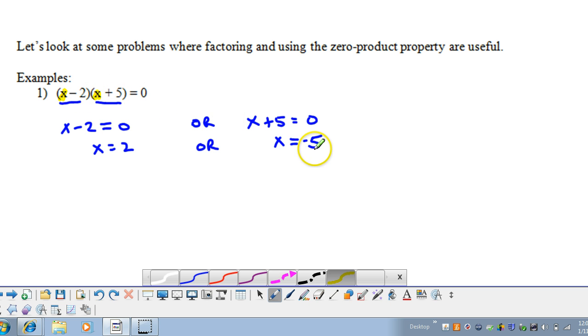The same thing works if we substitute the -5 in place of x. We'd have negative 5 subtract 2, which is -7, multiplied by -5 plus 5, which is 0, so we'd have -7 times 0, which is 0. So both of those solutions do work.